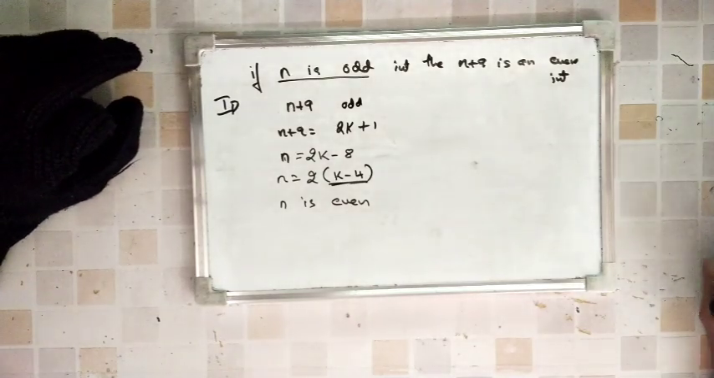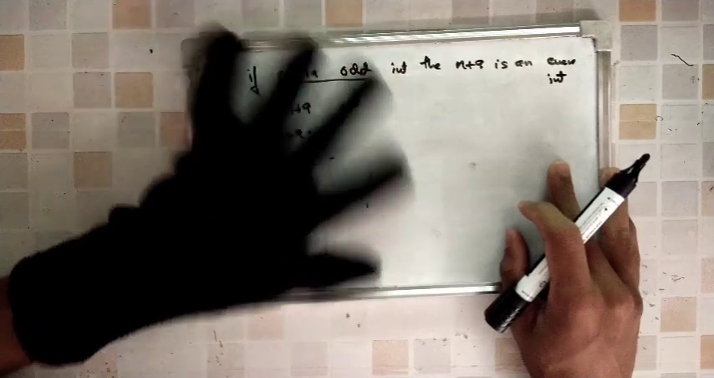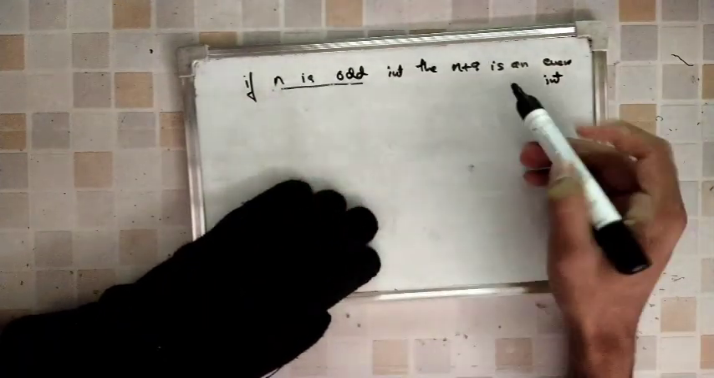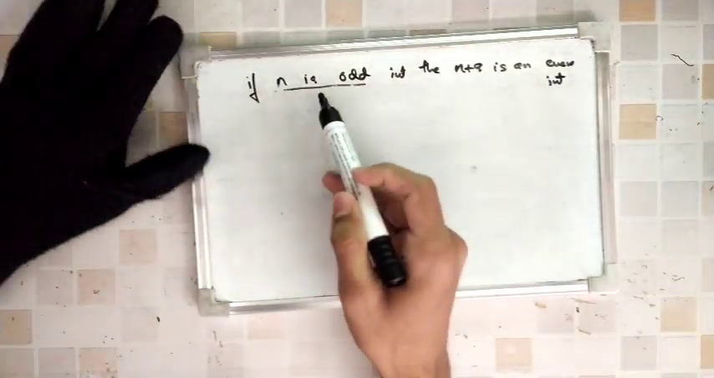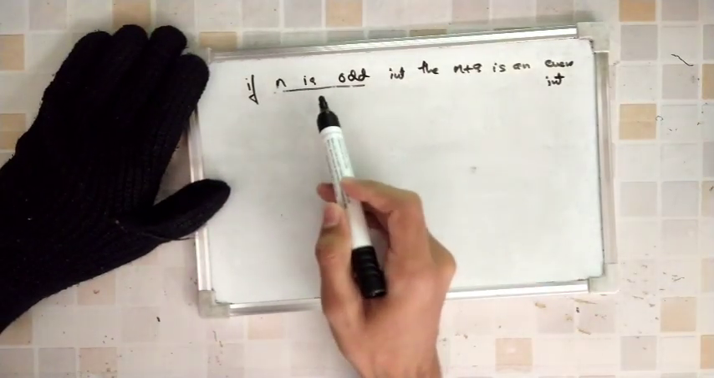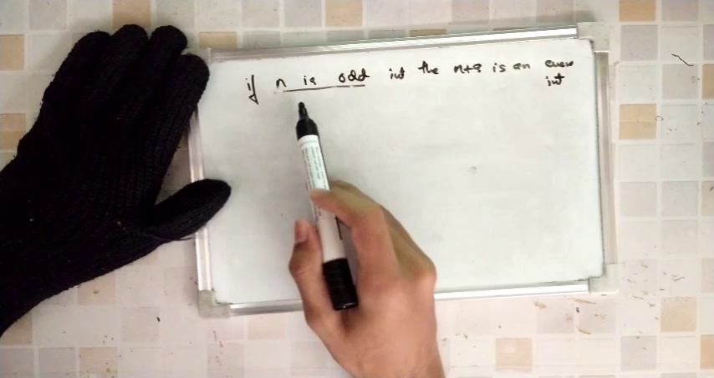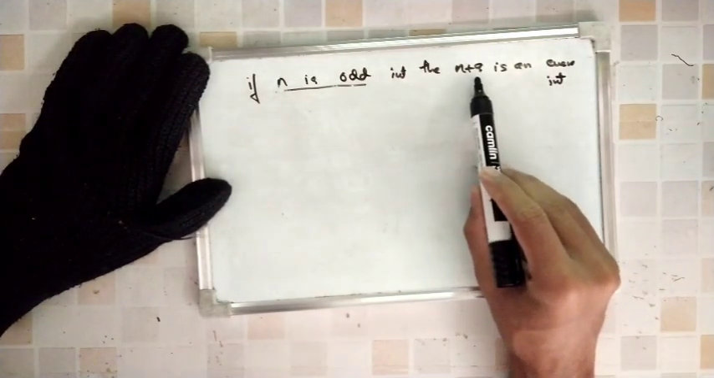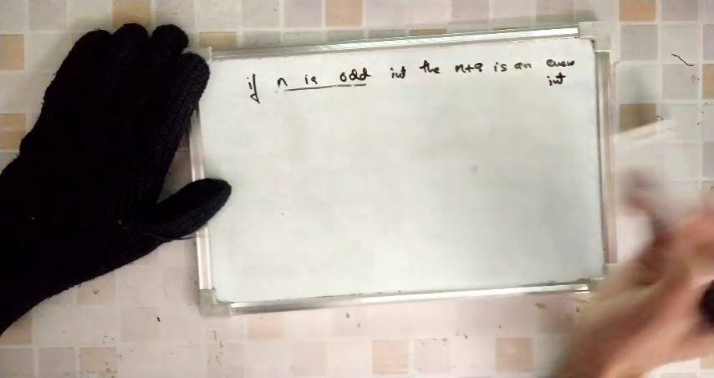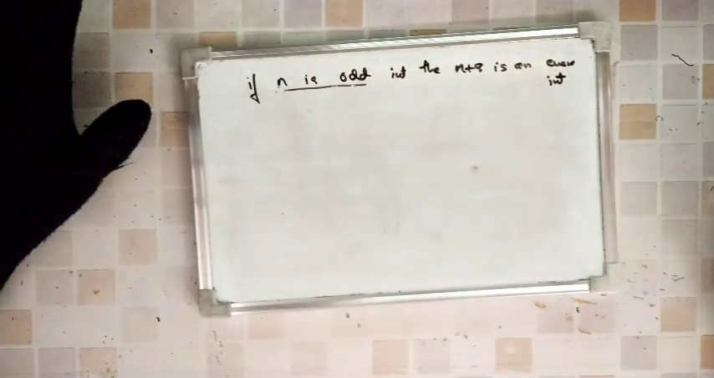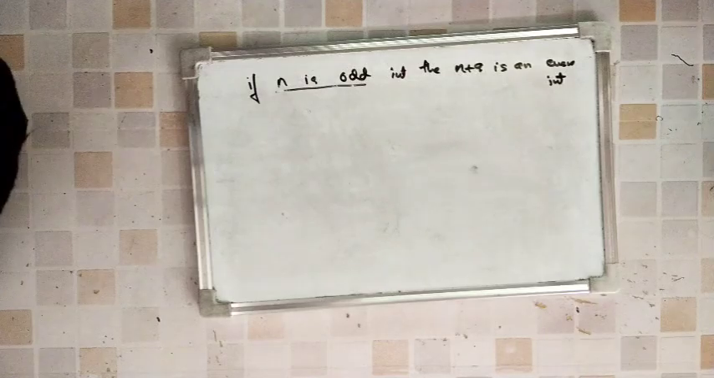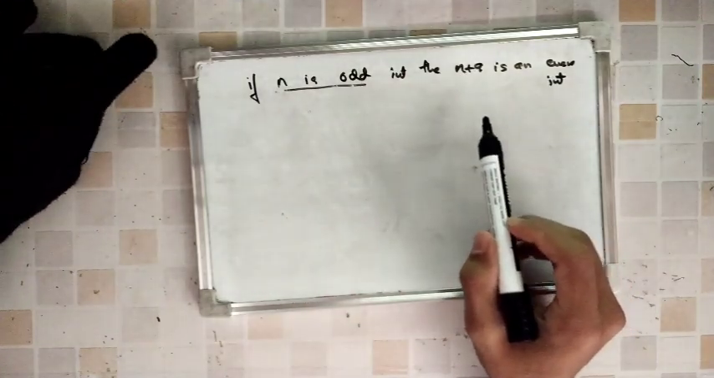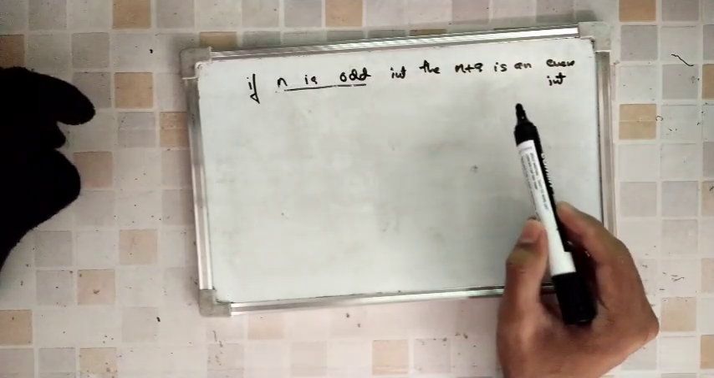Now, proof by contradiction: how will I do that? You understood, right? In direct proof I assume n is odd, in indirect proof I assume n plus 9 is odd. In the contradiction proof, I take n equals 2k plus 1, add 9 on both sides, then take 2 common. In proof by contradiction we assume that the given statement itself is false, that is, we assume that n is odd and n plus 9 is odd.